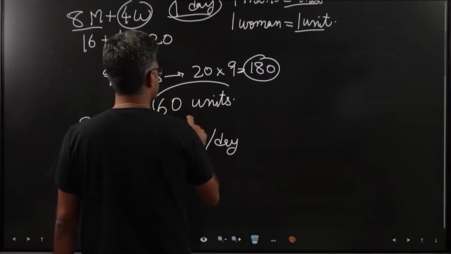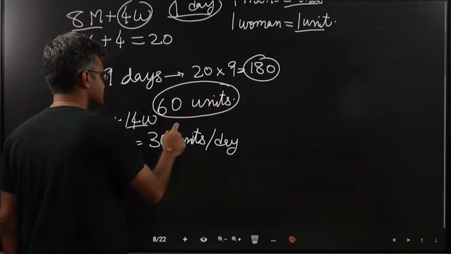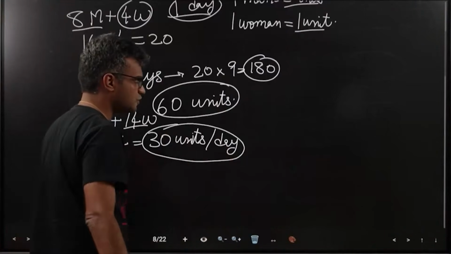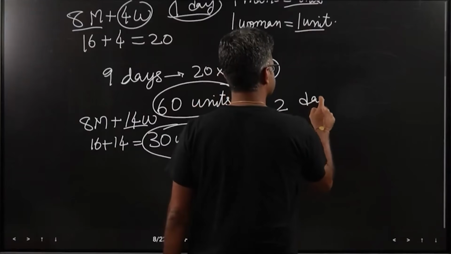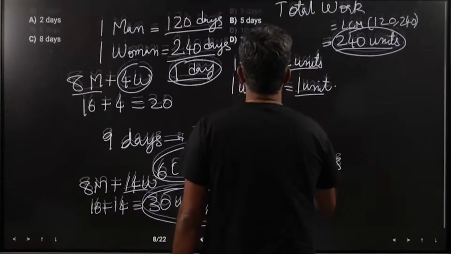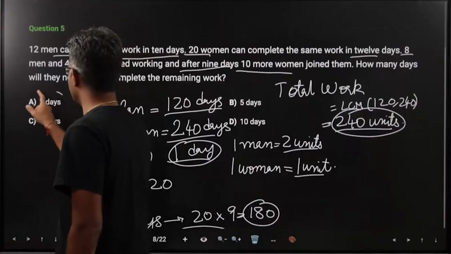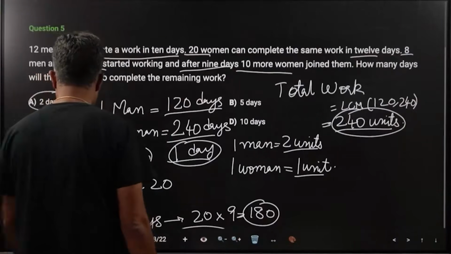The total work that needs to be done is 60 units. This group is doing 30 units of work per day. So how much time will they take to finish the job? They will take 2 more days. So the answer for this question is option A, which is 2 days.